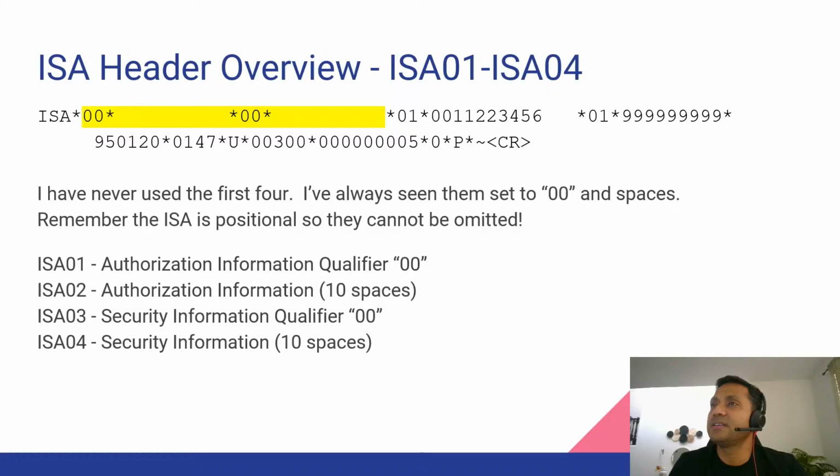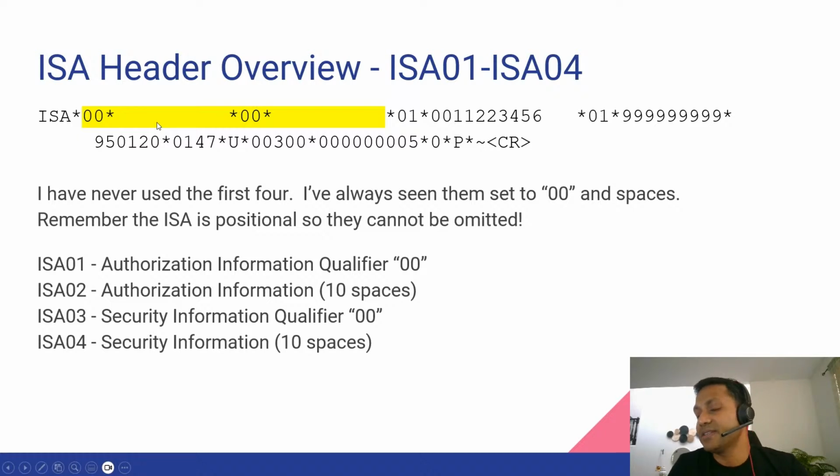Now, if you see, ISA 01 is 00, followed by a blank, then ISA 03 is 00, and then ISA 04 is blank, right? So now what ISA 02 means, which is 00, is the authorization information qualifier. ISA 03, which is typically 10 spaces.